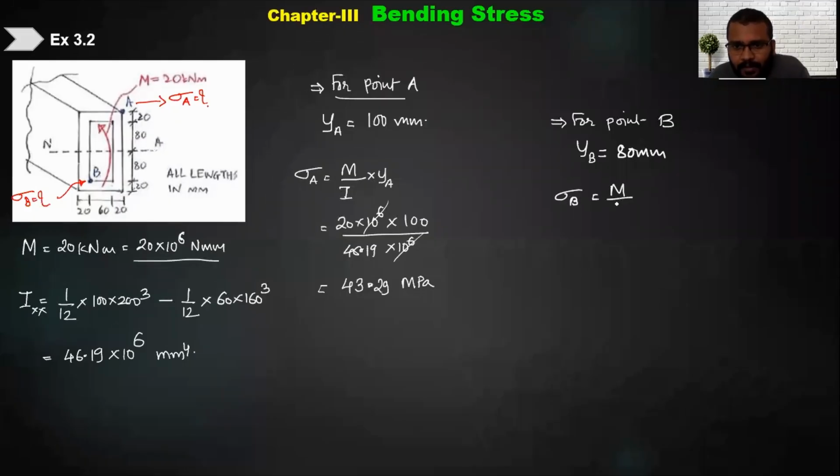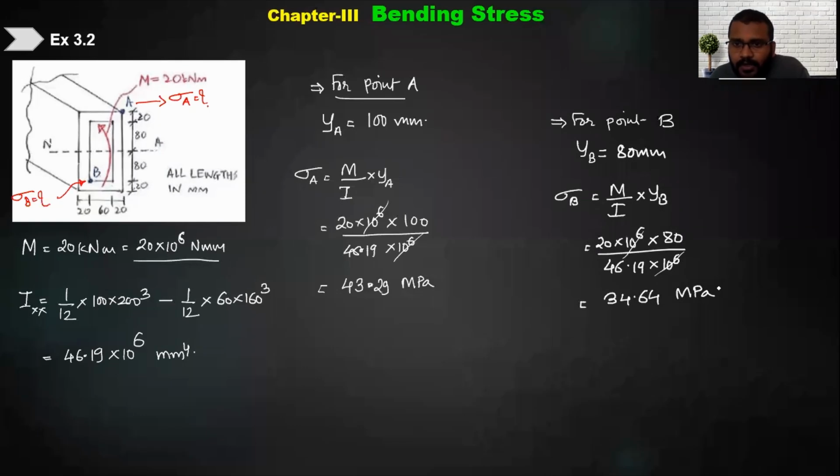It is M by I into Y for B. So you'll write down, 1 minute, 2 into 10 raised to 6 multiplied by 80 divided by 46.19 into 10 raised to 6. Again, this is cancelled. What is this answer? 34.64 MPa.